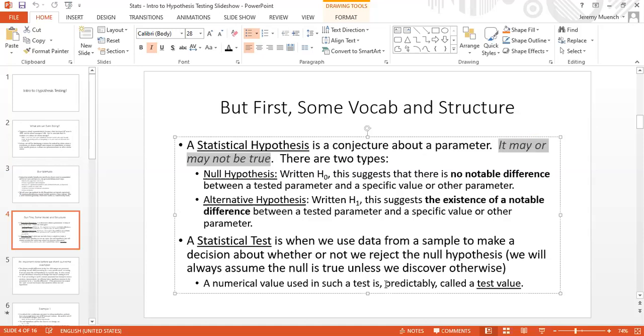So if we aren't sure one way or another, it's only what evidence suggests. It's never an absolute. All right, so we'll discuss that a lot. Trust me, you'll get tired of hearing it.